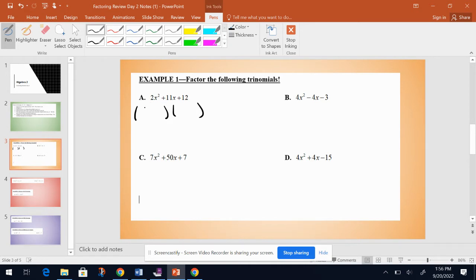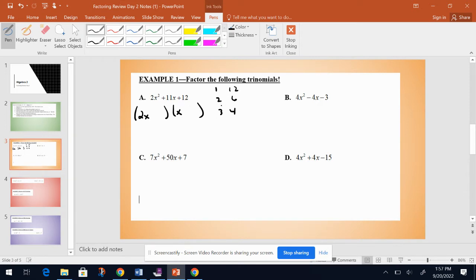So what I do here is I ask myself, what two numbers can multiply to 2x squared? What could be 2x? An x, right? And then now I go through all of the numbers of 12. I wouldn't write this on my paper, but it's 1 and 12, 2 and 6, and 3 and 4. I'm trying to put those in here so that when I multiply the outside times and plus the inside, it adds up to 11. So all the numbers that multiply to 12 are here.